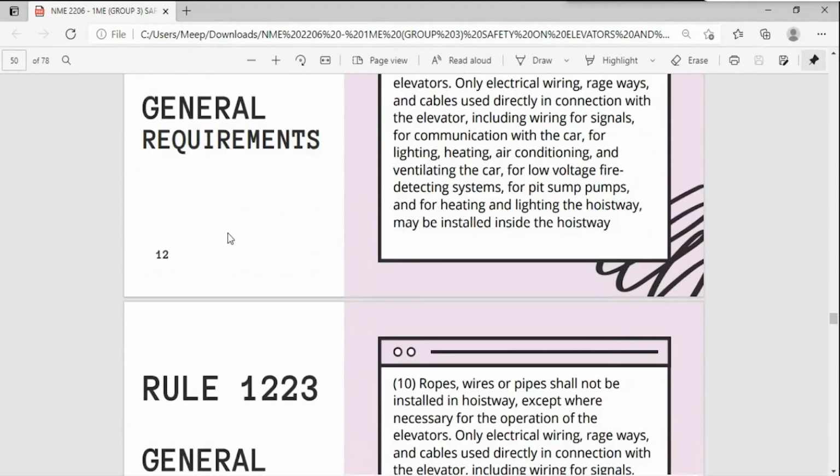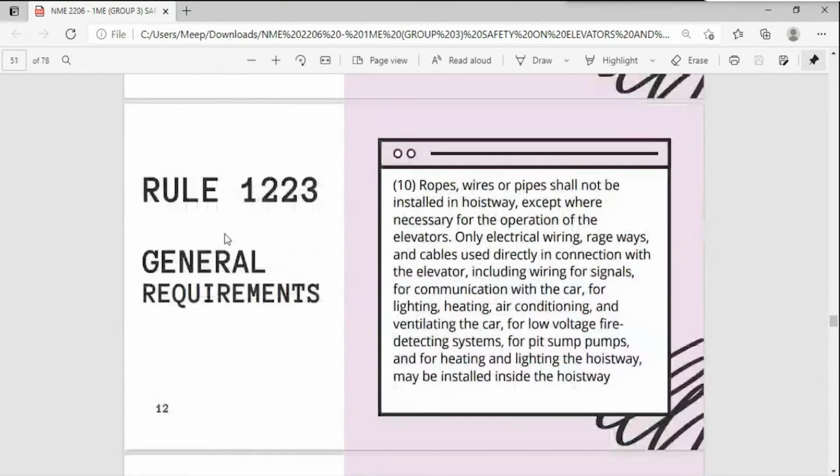Then, 11, electrical conductors other than trailing cables shall be encased in metal conduits or armored cables, and all live parts of the electrical apparatus in hoistways or in cages shall be suitably enclosed to afford protection against accidental contact. So dito, para maiwasan yung accident, itatago lahat ng mga exposed na electrical component para hindi na rin mahawakan.